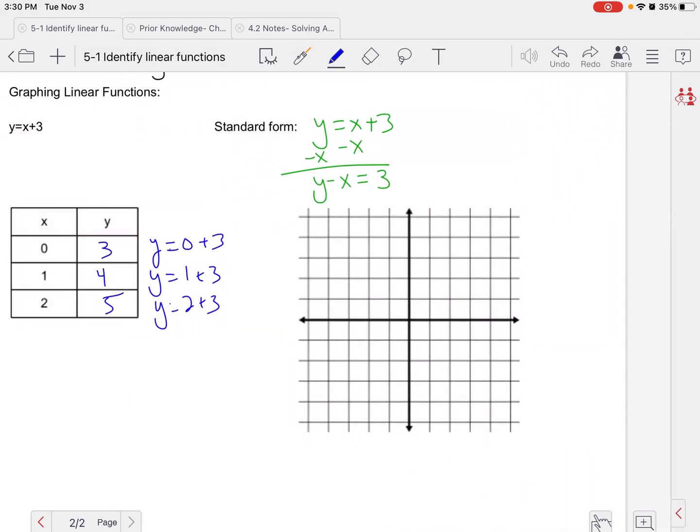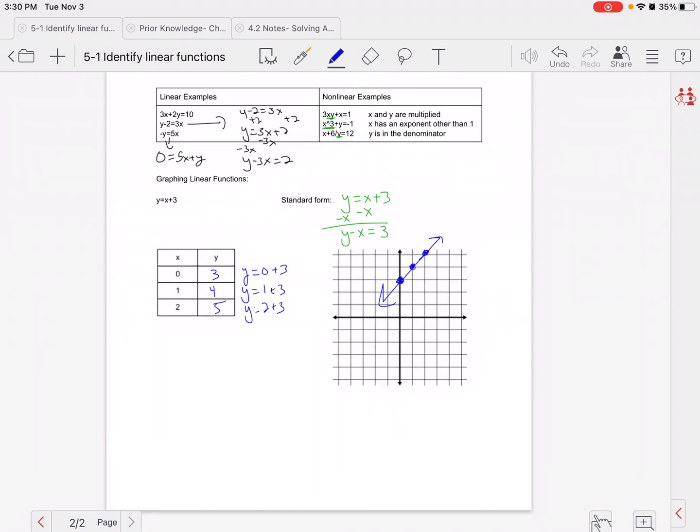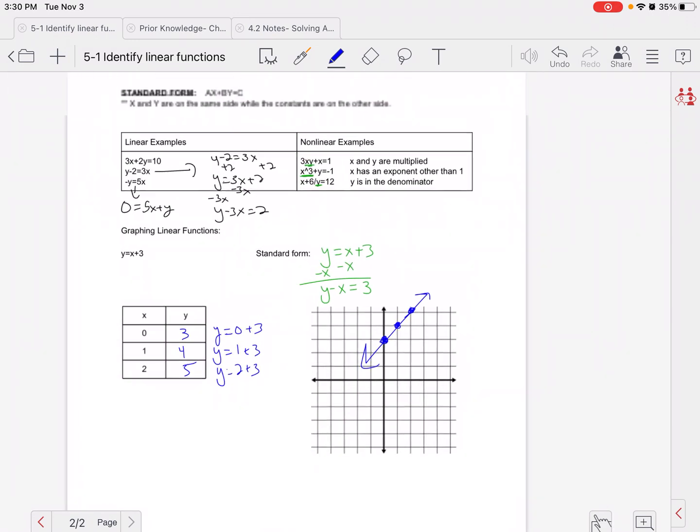Now we'll plot those points: 0, 3; 1, 4; and 2, 5. We would go ahead and connect those since we do have an equation showing us that line. And make sure you draw those little arrows at the end. I'm very picky about that.